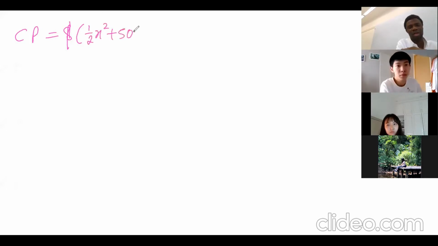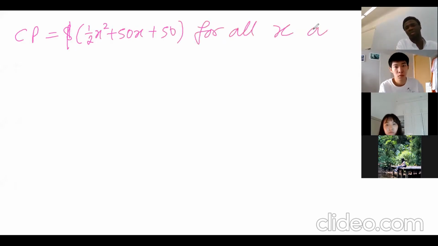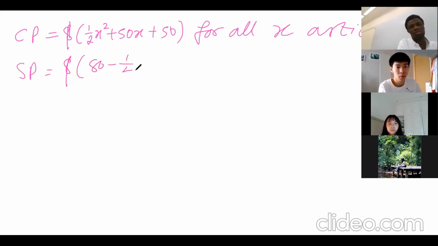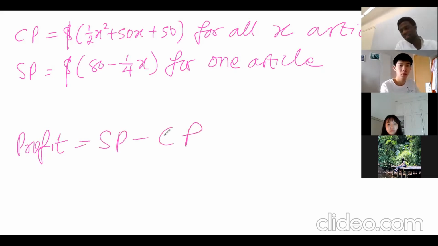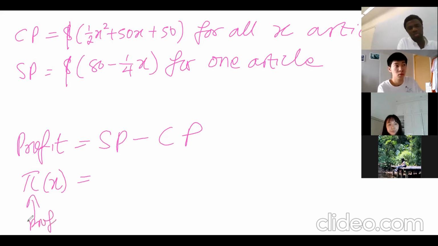So this is your cost price for all X articles, right? Selling price, 80 minus 1 over 4X, right? For one article. But your profit should be selling minus cost, right? This profit function, I call it pi x. This is actually a common notation for profits in financial maths. Okay.